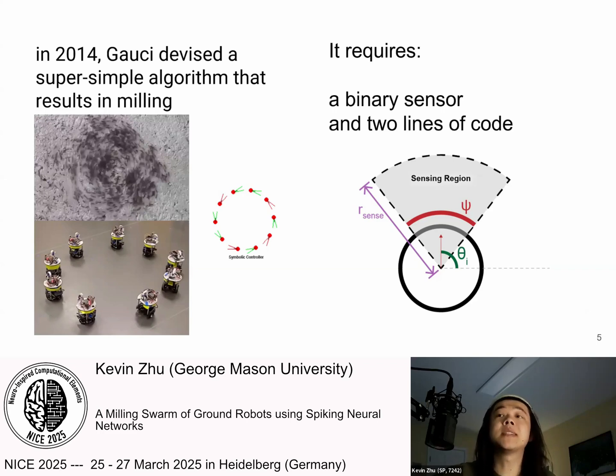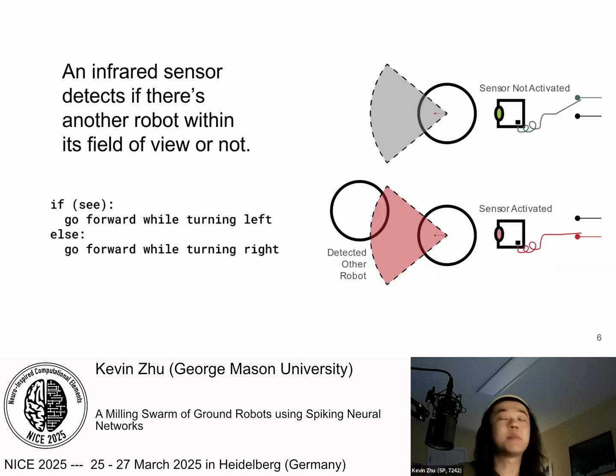This sensor model is not only simple to conceptualize, but plausible to implement using a wide variety of technologies such as cameras, IR transmitters, rangefinders, GPS, or even UWB sensors. There are just so many different ways you can make this sensor. And the controller that was found to produce milling is equally simple. If you see something, move forwards while turning left, and otherwise move forwards while turning right. This is a binary sensor hooked up directly to binary actuation outputs.